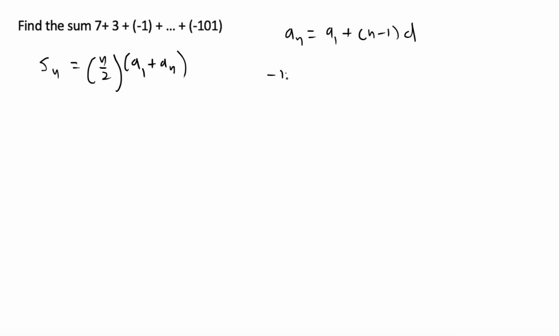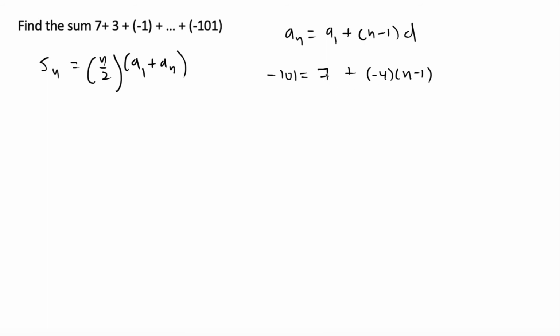Okay, so -101 is equal to 7 plus the common difference here. Now you notice that the common difference here is -4, times n minus 1. And we should be able to solve this for n.